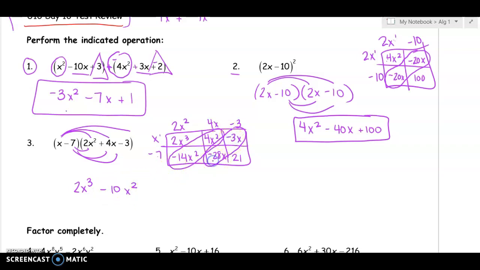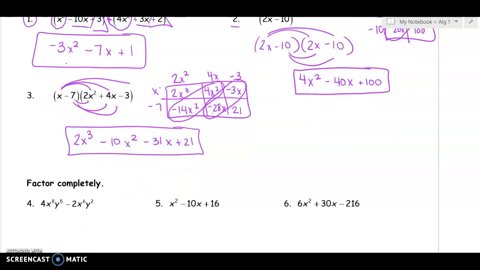Negative 3x and negative 28x, add the coefficients, you get negative 31, and the exponents don't change, negative 31x, and then a positive 21. All right, notice you cannot combine anything else because they all have different exponents. So you're done with that problem.